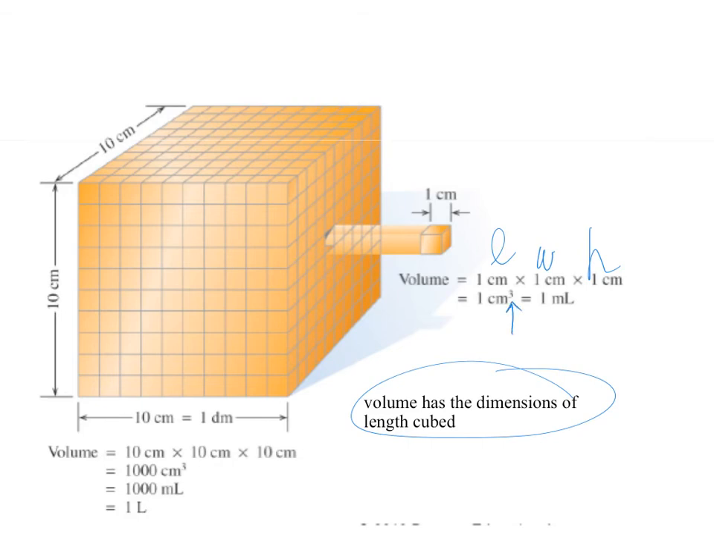So for instance, this cube up here is 1 centimeter long, 1 centimeter wide, and 1 centimeter high. 1 times 1 times 1 is 1, but the unit would be cubic centimeters. 1 cubic centimeter happens to be equal to 1 milliliter, by the way. That's a very useful, handy conversion that you'll want later.